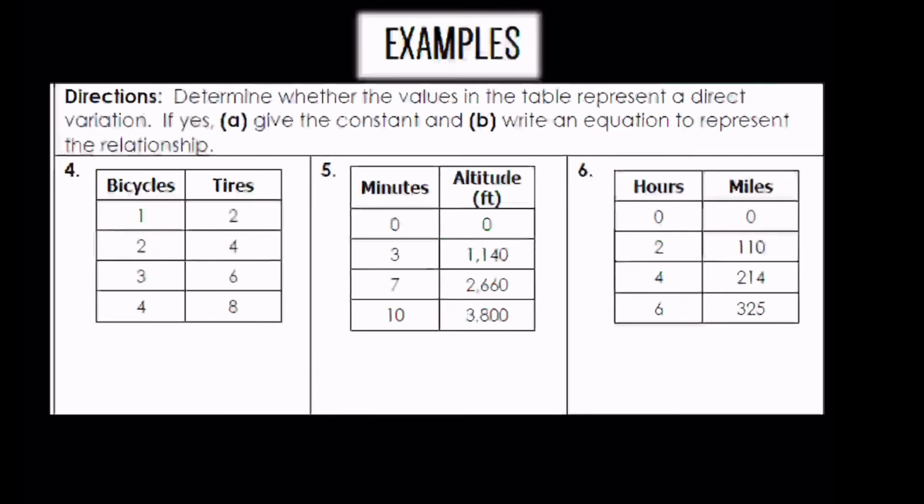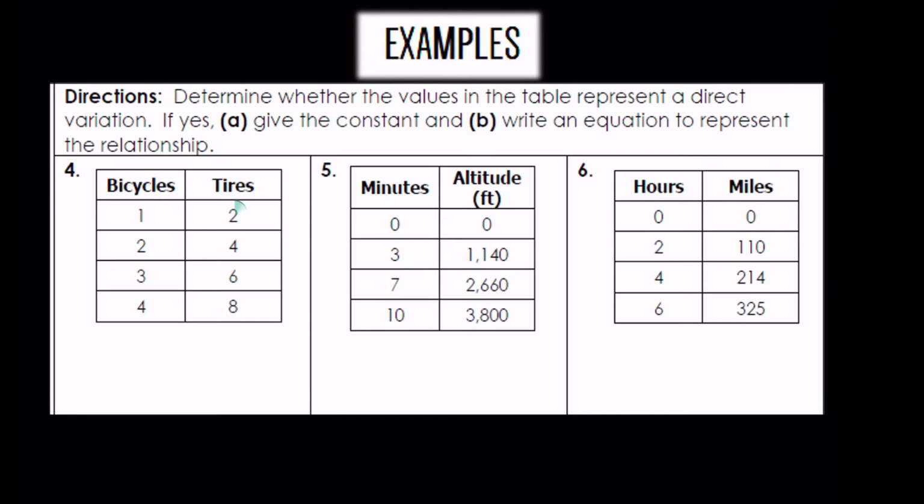So let's look at this. We're going to determine if these values represent a direct variation. So basically, we're looking to see if they're proportional. Remember, proportional and direct variation are interchangeable. Then they want you to give the constant and write an equation. Remember, our equation for anything that varies directly is y equals kx.